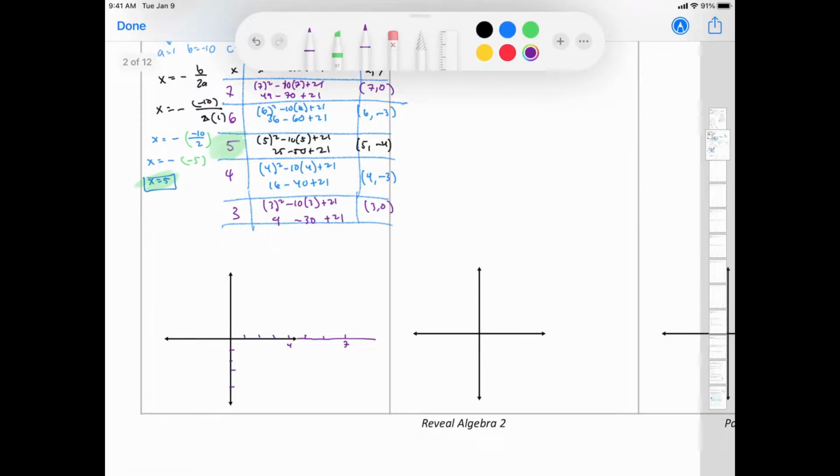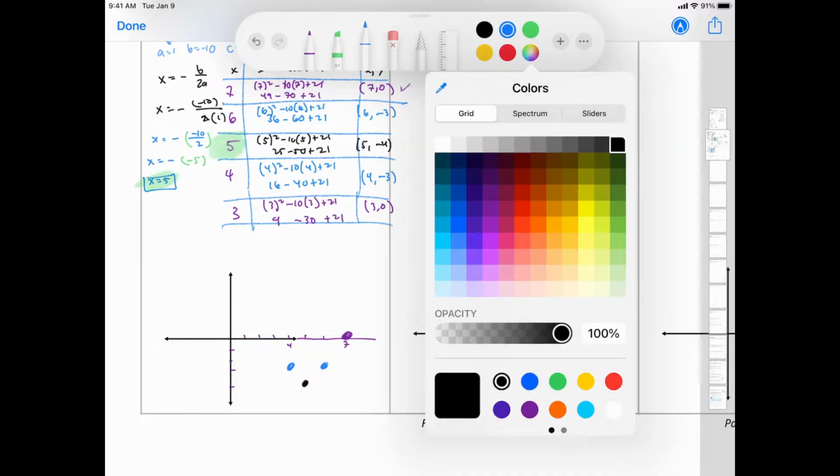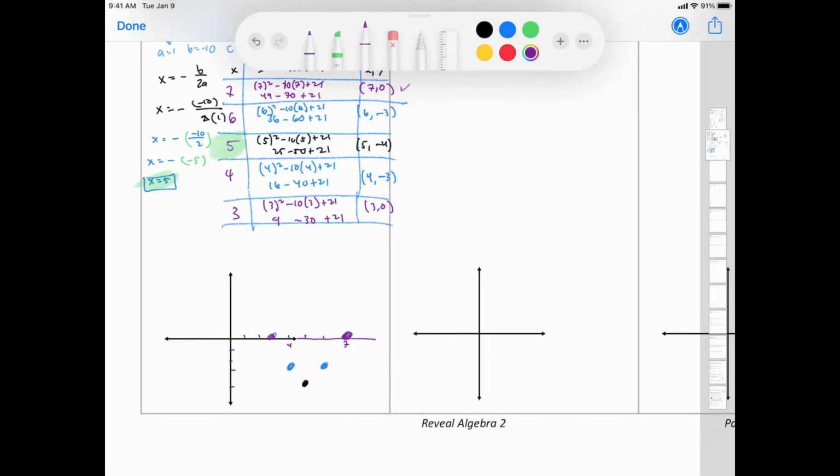So I have my purple pencil, 7, 0, right 7, stay. Right 6, down 3. Right 5, down 4. Right 4, down 3. And then right 3 and stay. So this is what my parabola looks like.